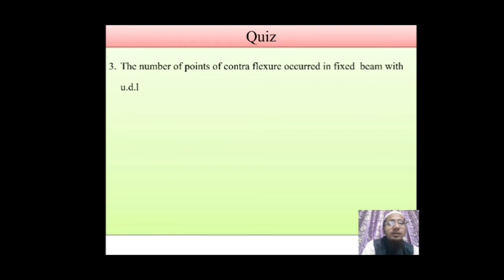Now, third question, hope you can answer. The number of points of contraflexure that occur in the case of a fixed beam with UDL, and options are 2, 3, 0 and 4. What is the correct answer? Yes, option A is the correct one. There will be 2 points of contraflexure.